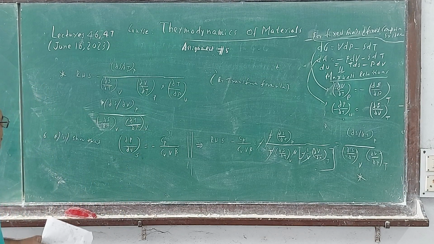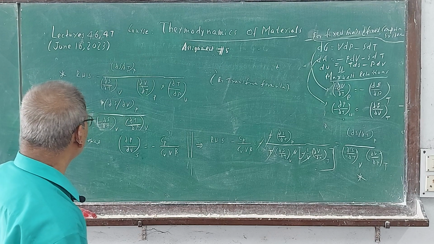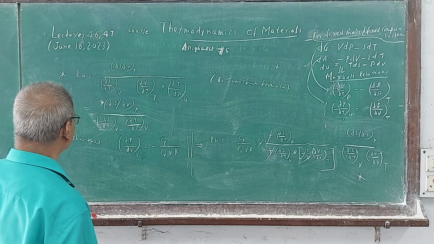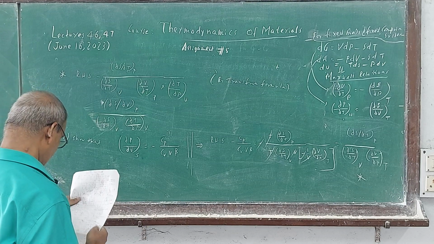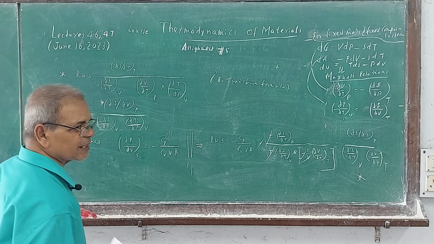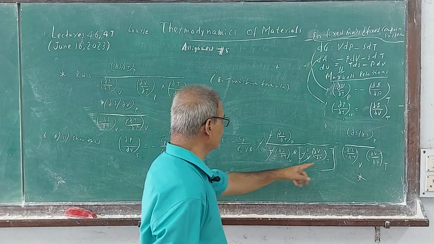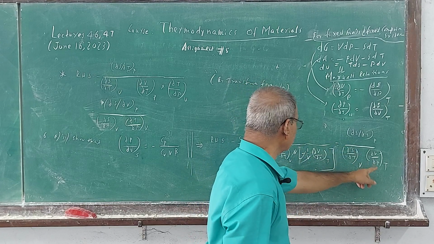No, wrong somewhere. Well, I made a mistake. I start over. Cp by... this is okay. So del S by del T at constant pressure, del S by del P at constant temperature.